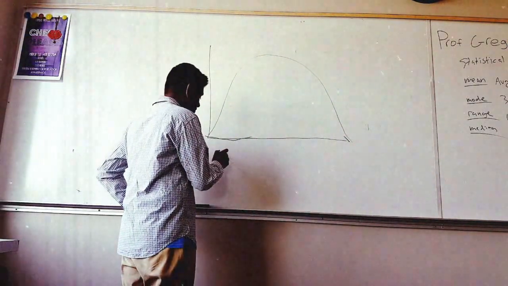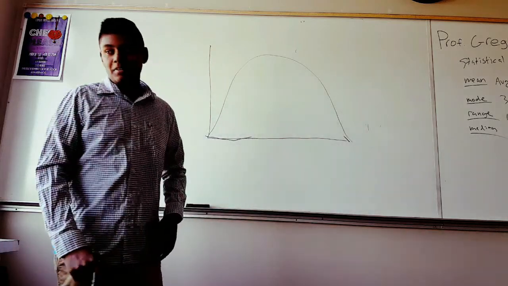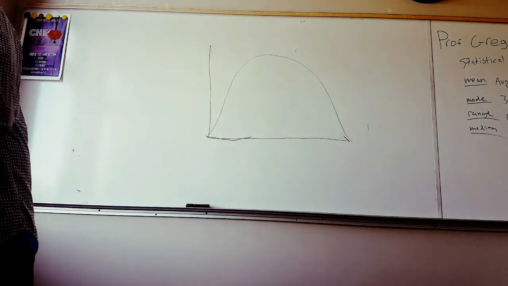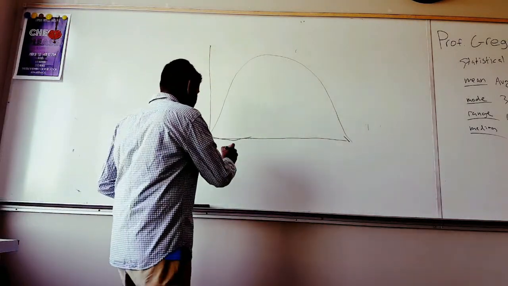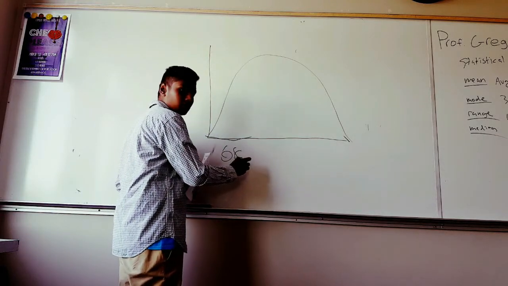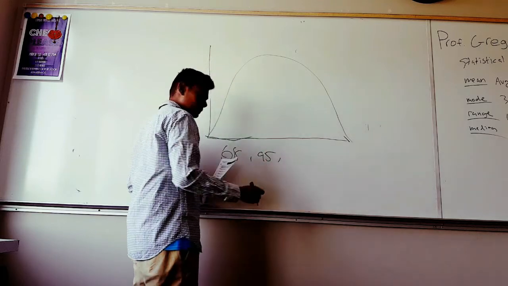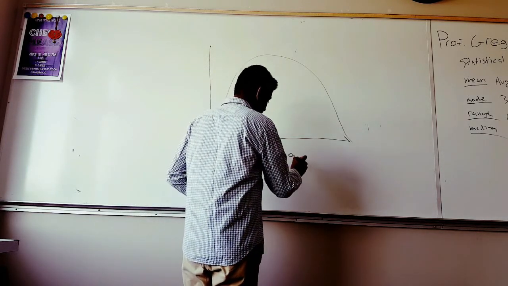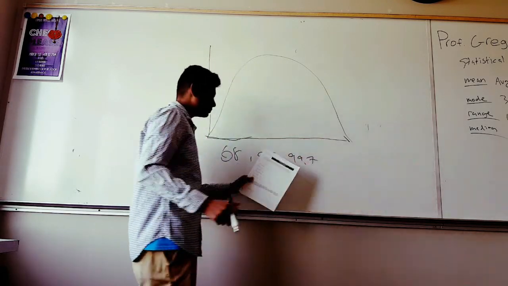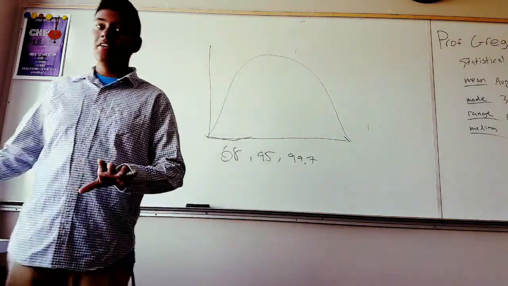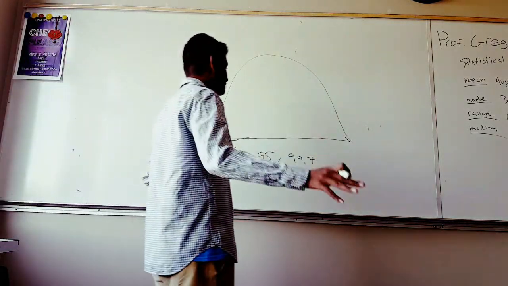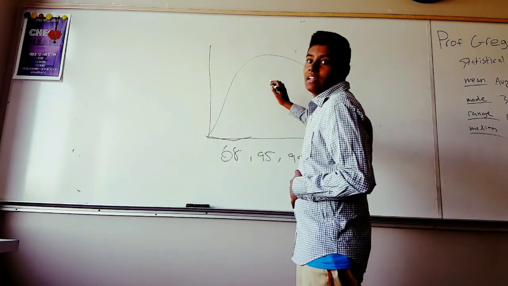These numbers that we could use is, let me just grab my math notes for a quick second. Okay? 68. Another number you could use is 95. And 99.7. Now, those are our three numbers. I know you're thinking, what are those numbers for? You'll see, alright? So now we're going to draw a quick line down the middle.